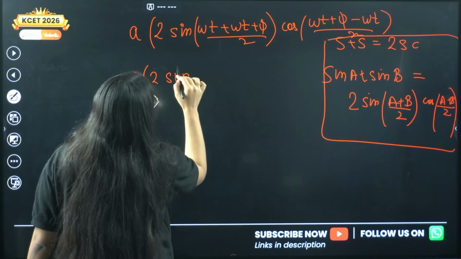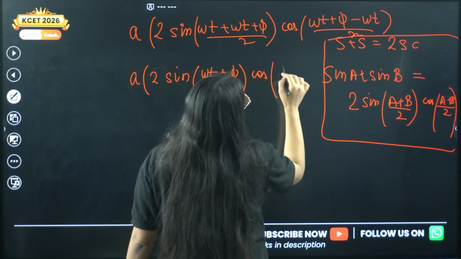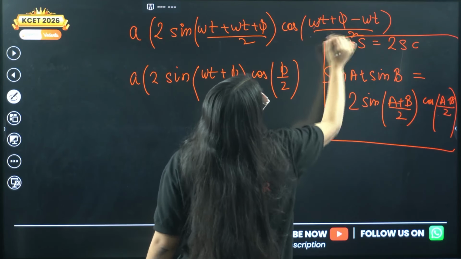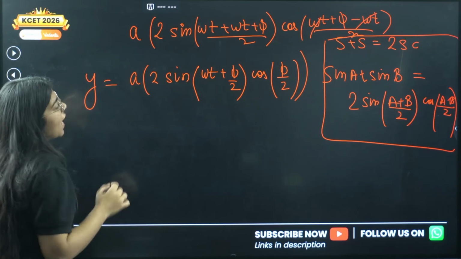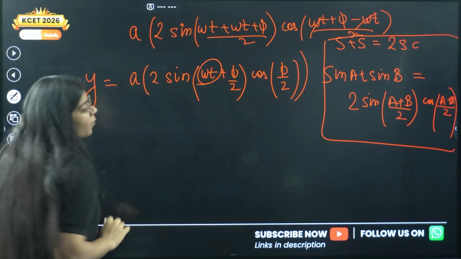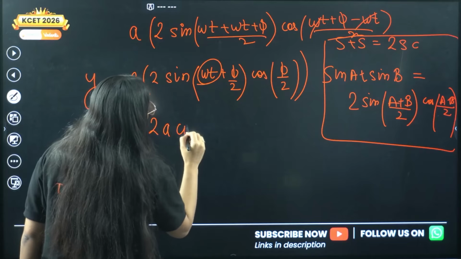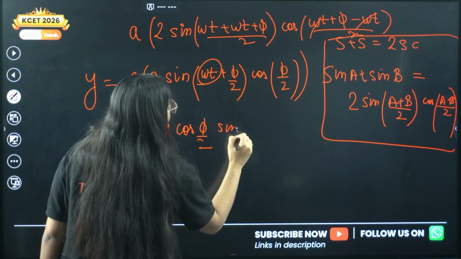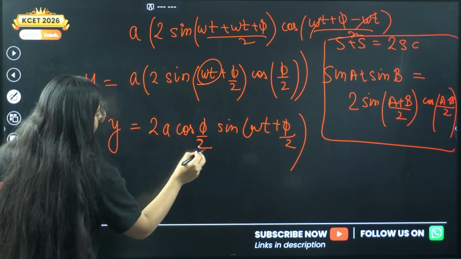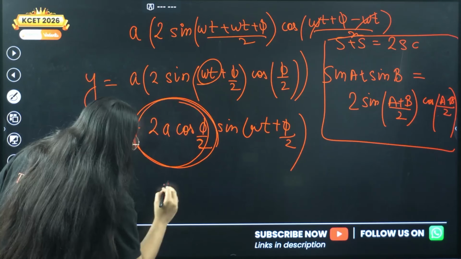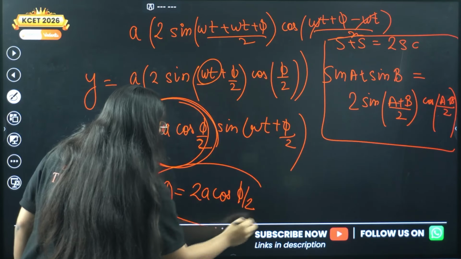Next, you just have to solve this. Just 2 sine, this will be omega t plus phi by 2. Correct? And cos phi by 2. This omega t will get cancelled. So this is my whole expression of resultant displacement. Since omega t is in the term of sine, I can write y equals 2a cos phi by 2 sine omega t plus phi by 2. Correct? So my amplitude will be what? My amplitude will be this single term, 2a cos phi by 2. Correct?